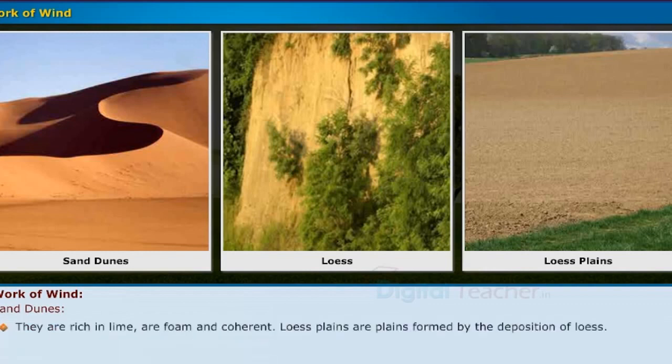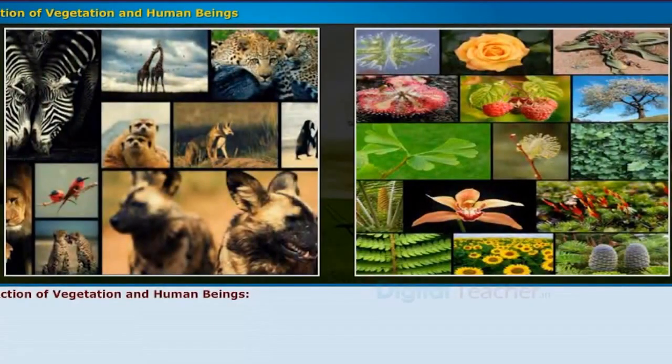They are rich in lime, argillaceous, and coherent. Loess plains are plains formed by the deposition of loess. Now, let us see the action of vegetation and human beings.